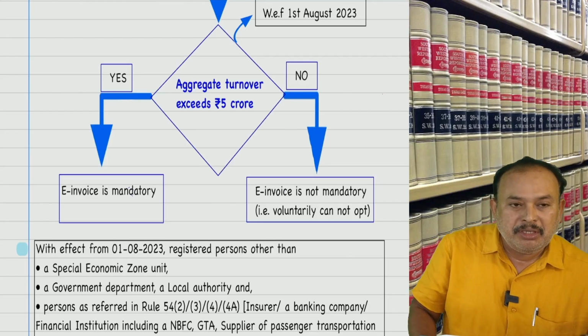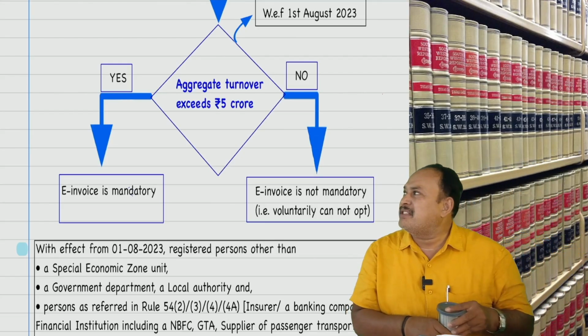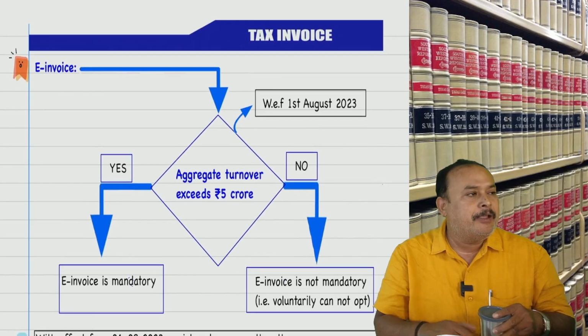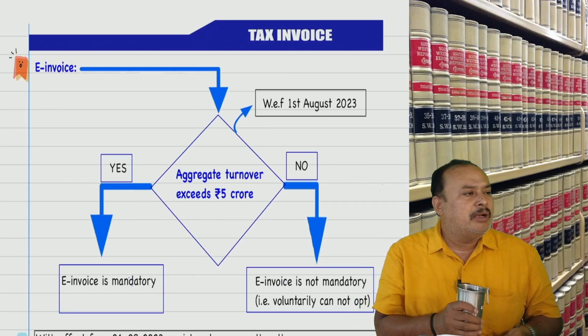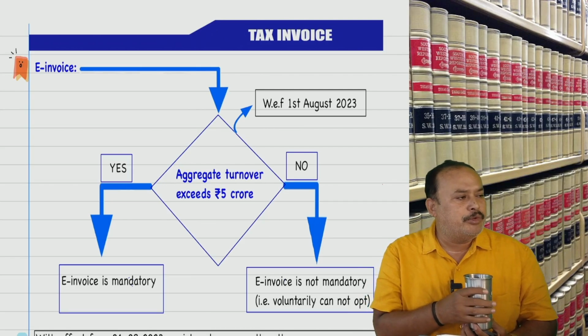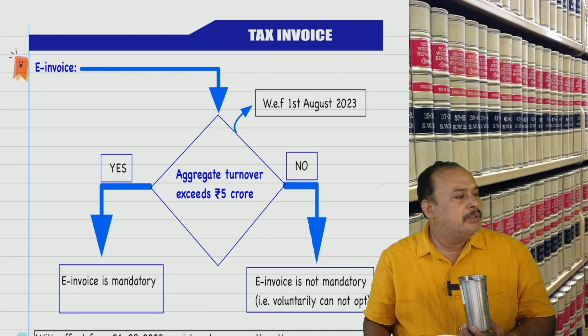Now, you said how much turnover for e-invoice? 5 crore. Loudly? I muted? What did I mute? No mute here.